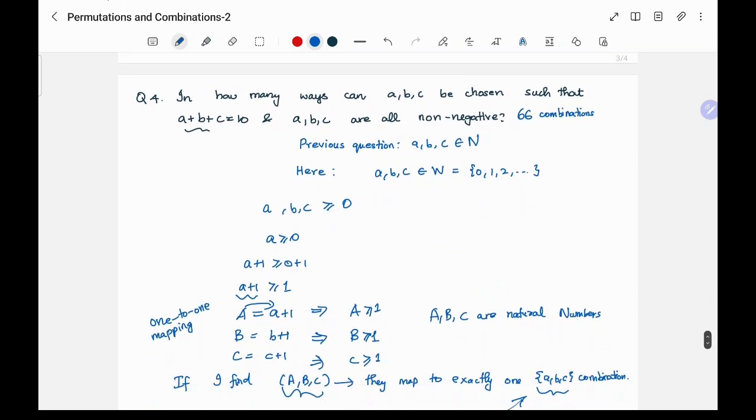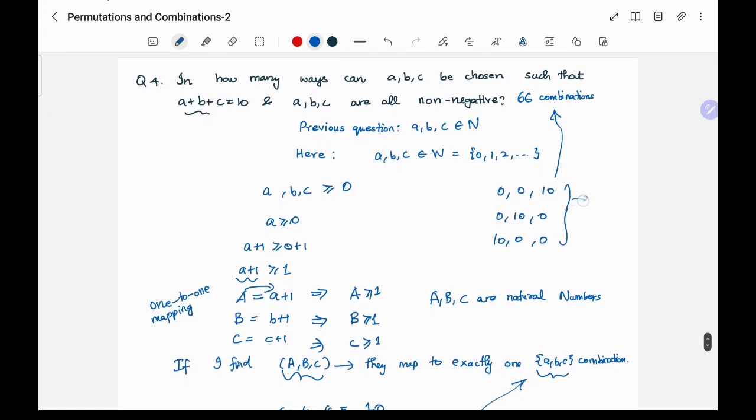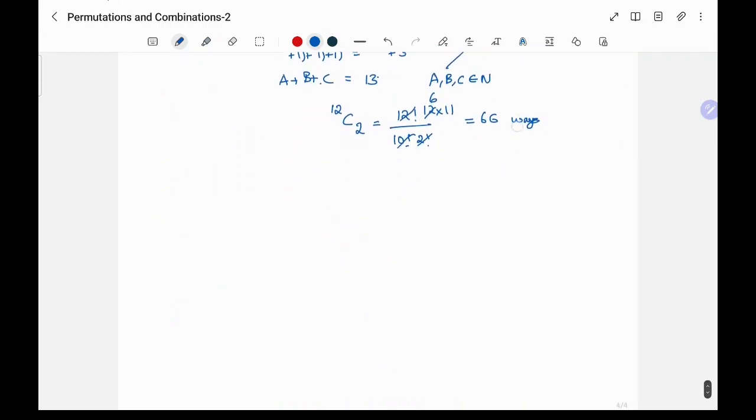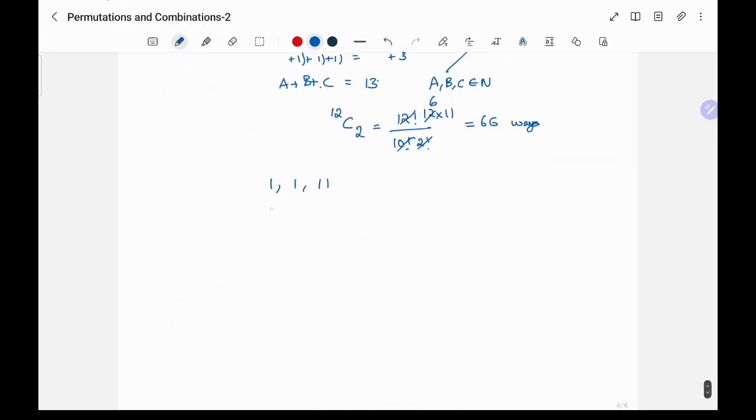Okay. So here, let me just take an example. I have 0, 0, 10. This is one possibility, right? Then 0, 10, 0, and 10, 0, 0. All these three are counted in the 66. Why is it so? If you convert this into capital A, capital B, capital C, then what will you get? You will get 1, 1, 11, and then 1, 11, 1, and 11, 1, 1.